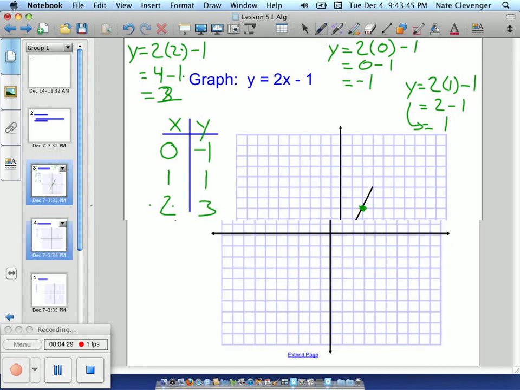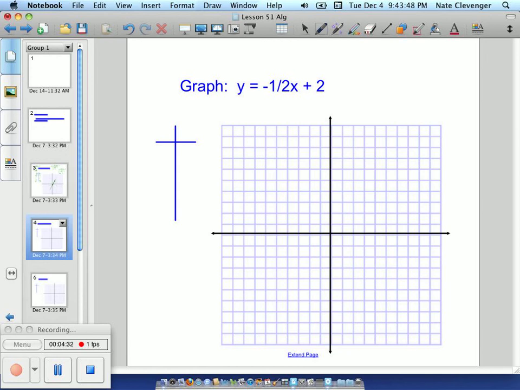Okay, so let's go to another one. This one has a fraction. When I'm plugging in values for a term or an equation that has a fractional value in it, I'm still going to use 0 for my independent variable x. I'm going to use 0 because 0 is easy to work. So I'm going to have y equals -1/2 times 0 plus 2. 1/2 times 0 is 0, plus 2 is 2. So using 0 is almost automatic. It just makes the arithmetic really easy.